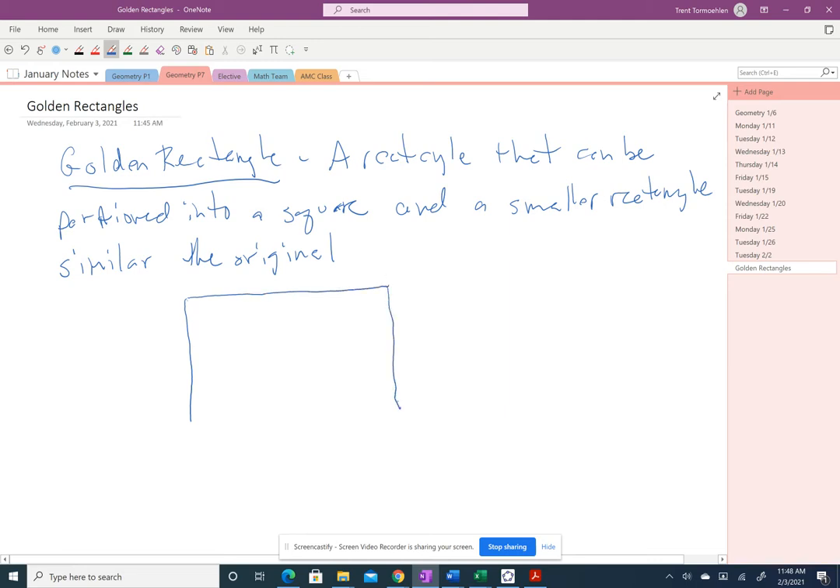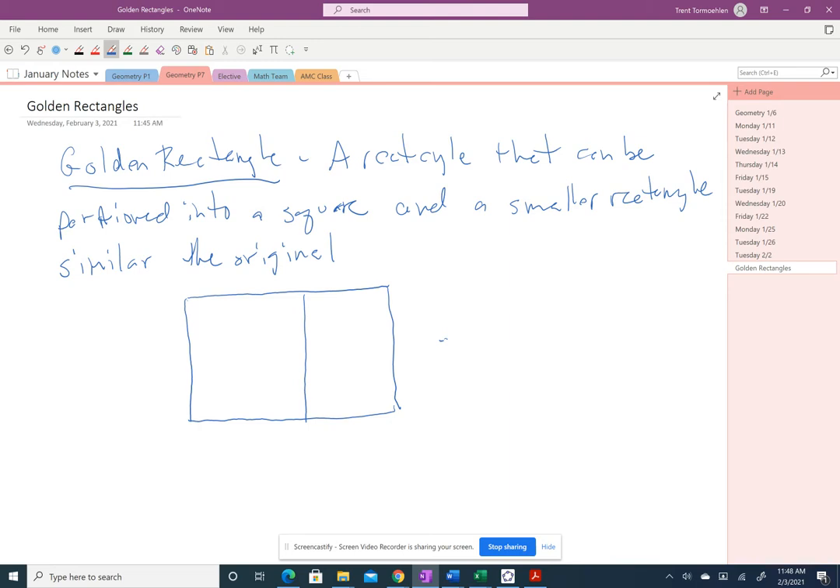And so what that means is if you have a rectangle, and it usually looks something like this, if you square off on one of the short sides, you draw this in and you get a square. What ends up happening is the rectangle that is left over after you take the square is similar to the original rectangle, which means, because the angles are all the same, because they're right angles, that the short side to the long side is the same in both of those rectangles.